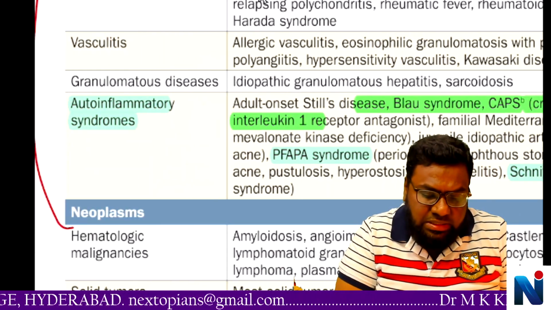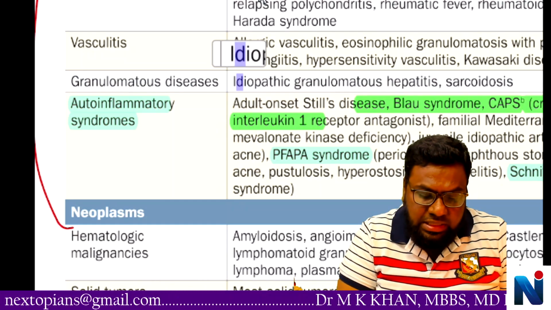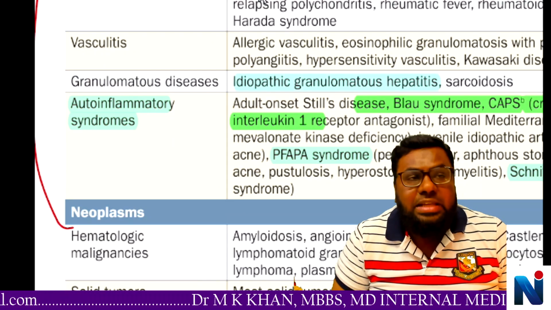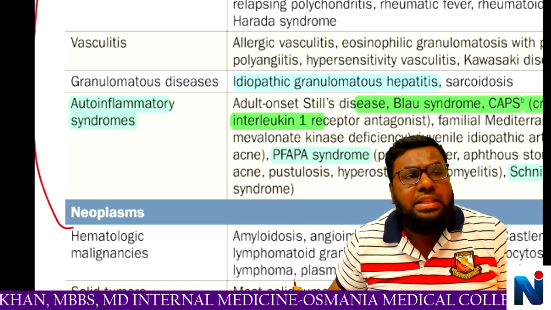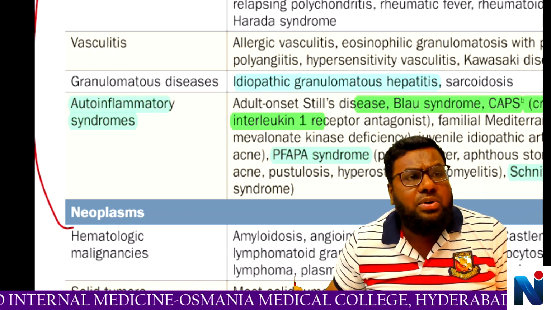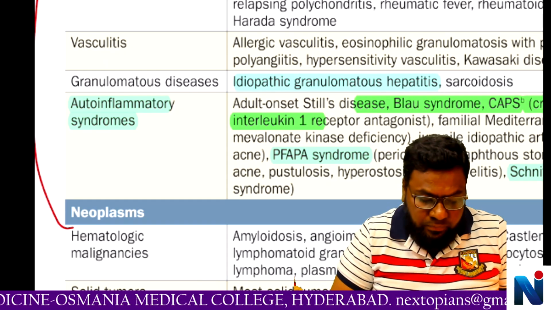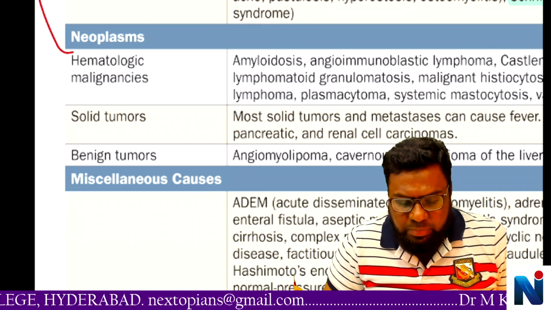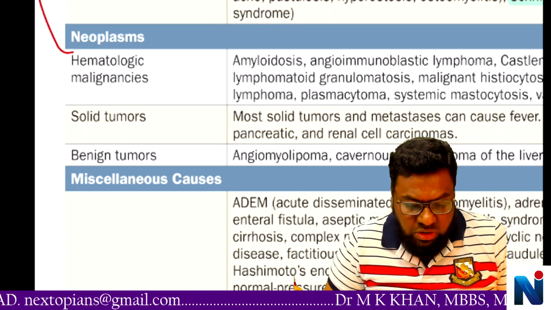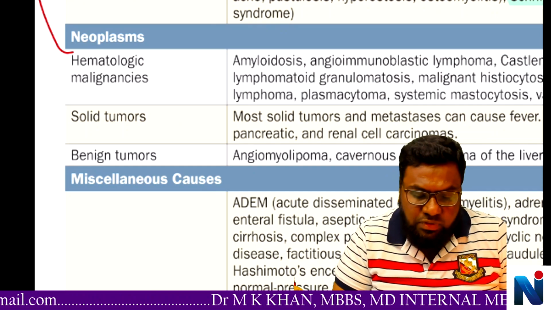We all know the granulomatous diseases which cause this. In this, the new addition is idiopathic granulomatous hepatitis. It's a very, very important factor. Then, what are the important neoplasms associated with fever of unknown origin?